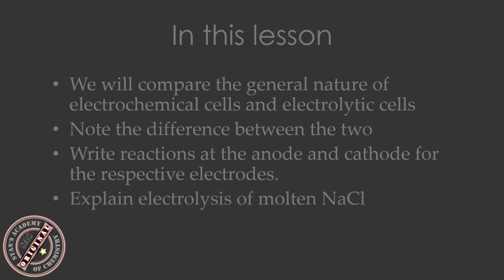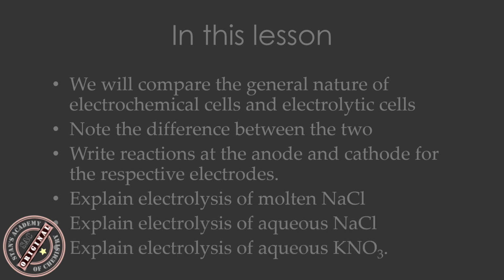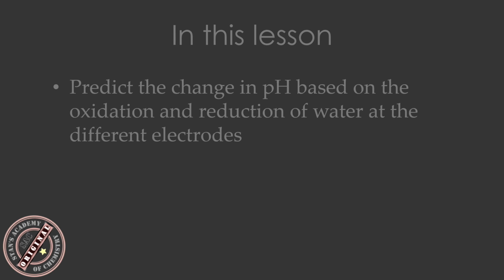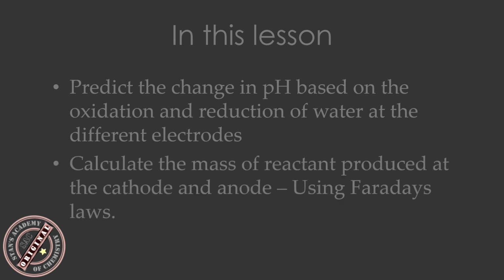explain the electrolysis of molten NaCl, aqueous NaCl, and aqueous potassium nitrate. Predict the change in pH on the oxidation and reduction of water at the different electrodes. Calculate the mass of reactants produced at the cathode and anode using Faraday's Laws. Those are some of the things that we will be discussing in today's lesson.